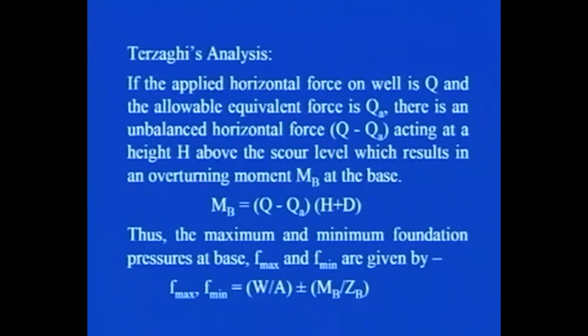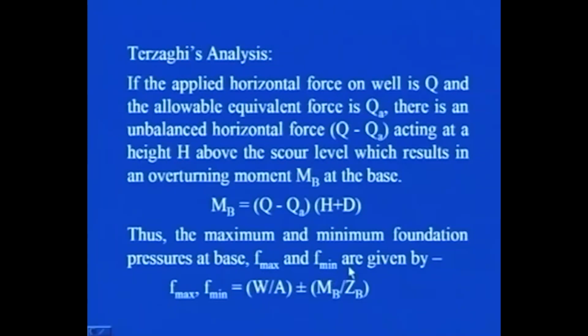If the applied horizontal force on the well is Q and the allowable equivalent force is QA, there is an unbalanced horizontal force which is Q minus QA, and it will be acting at a height of h above the scour level, which results in an overturning moment MB at the base, equal to (Q minus QA) times (h plus D).